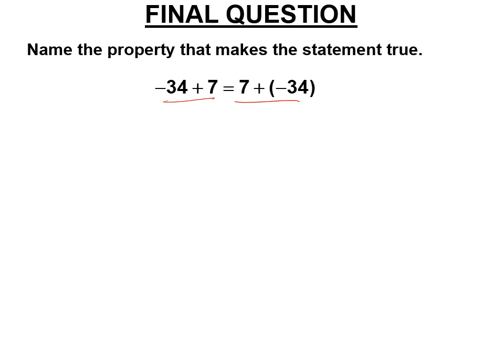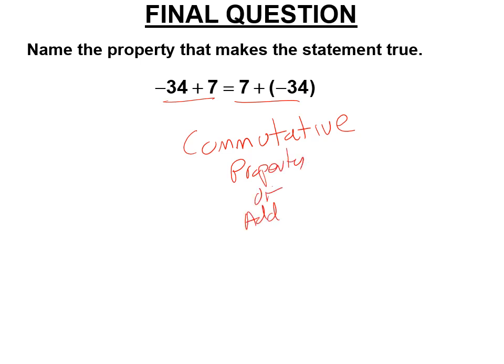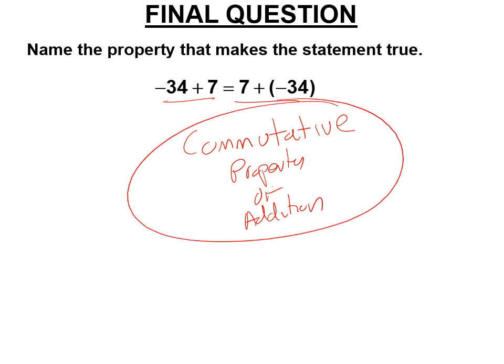Both of these will be equal to the same answer, whatever it is, and that is commutative. Notice how I said that, commutative. There is no N in it. It's not a commune, it's a commute, as in commuting to work. Commutative property of addition. There was a commutative property of multiplication we talked about earlier in the year. Good luck on the homework.